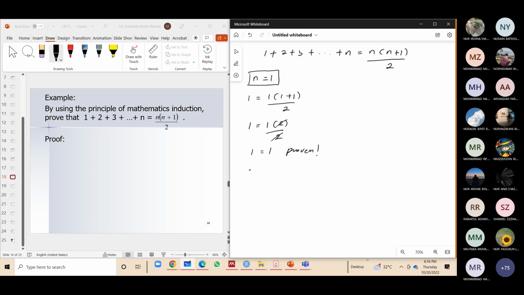Okay, the next step is n equals k. This is not x, this is k. In the second step, you just substitute, but you have to write the whole equation. So 1 plus 2 plus 3 plus ... plus k equals k times (k plus 1) over 2. That's all. You don't have to do anything else. Just substitute k into n, but you have to write the whole equation.